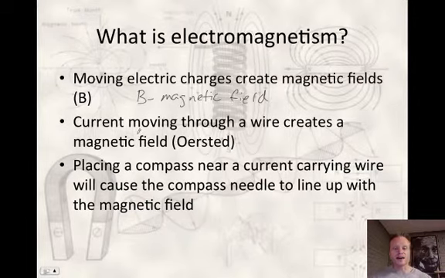And as I said, a current running through a wire creates a magnetic field. So if you look outside at a power line, the current that's running through those wires is creating a magnetic field that spirals around the wire. You can verify this by placing a compass near a current-carrying wire, and the compass needle will line up with the magnetic field. The compass needle will no longer point north. It will line up with the magnetic field being created by the current running through the wire.